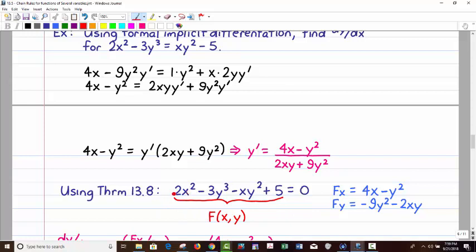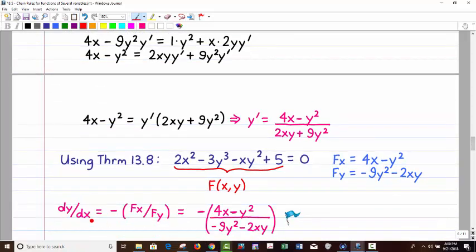So the fx partial, the derivative of 2x squared would be 4x. There's no x term here, so that's 0. The derivative of negative xy squared, the x goes away because the derivative is 1, so it makes it minus y squared right here. Now the fy partial is, there's no y there, so that's gone, negative 9y squared, and then the derivative of y squared is 2xy, and then with the negative in front, so there's your 2xy. And then we plug it into the formula. There it is. It's the negative of fx over fy, you don't have to have the parentheses, but it's the negative of fx over fy.